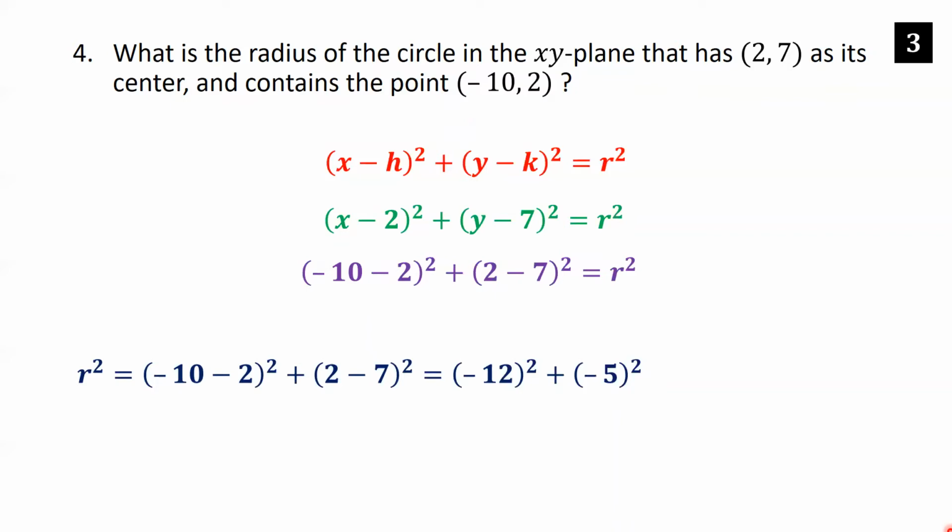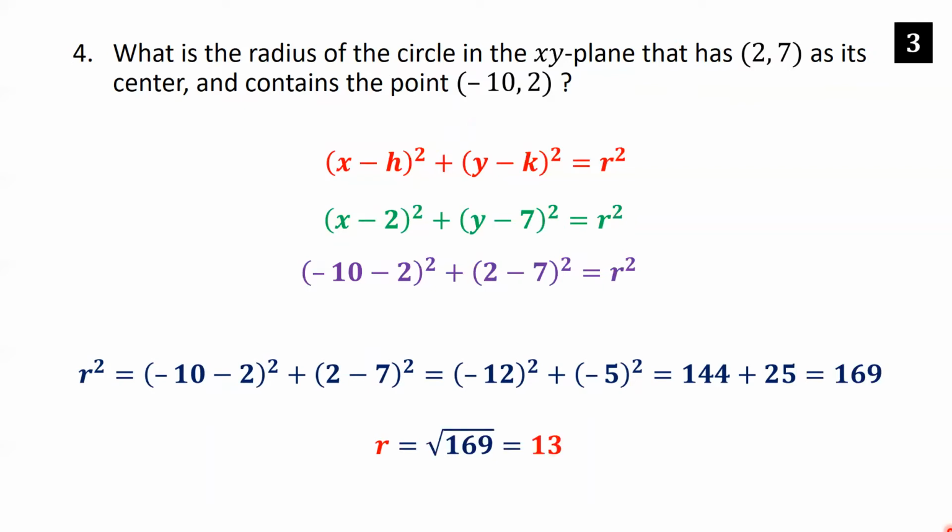The square of -12 is 144. The square of -5 is 25. And when we add those up, we get 169. Now the question's asking for the radius, r. So r is the square root of 169, which is 13. Okay, and that's the answer to the question.